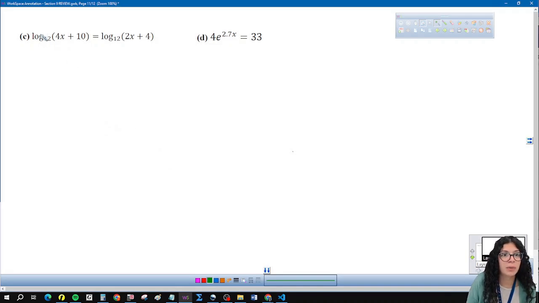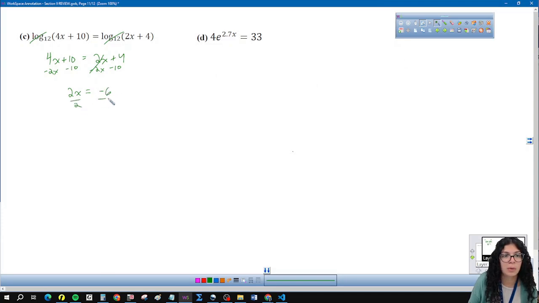Okay, for part C, we have log base 12 of some number equal to log base 12 of some number. So that means, right, that the 4x plus 10 must equal 2x plus 4, because the two logs will cancel. So subtract 2x, and subtract 10. We get that 2x has to equal negative 6. And when we divide by 2, we get x equals negative 3.